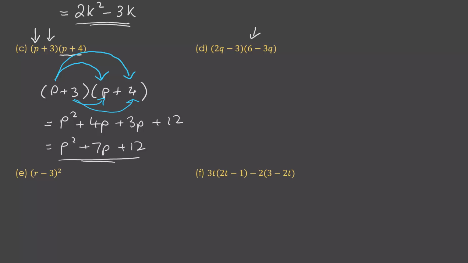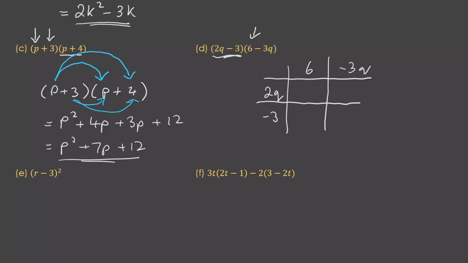What do I mean by a grid? So we could do this one by crab claw, but let's do it by grid. So what I'm going to do is on the left hand side here, I'm going to put 2q and negative 3. So the contents of this bracket. On the top, I'm going to put 6 and negative 3q. And then in the box, this box just here, I'm going to do 6 times 2q, which is 12q.